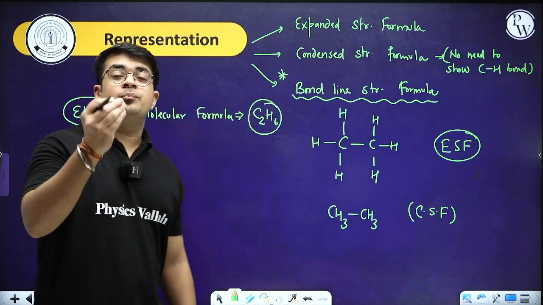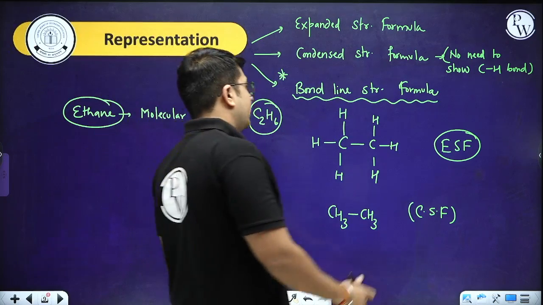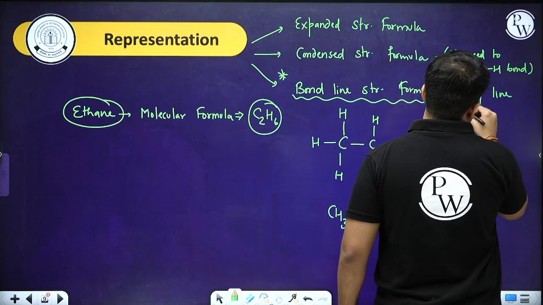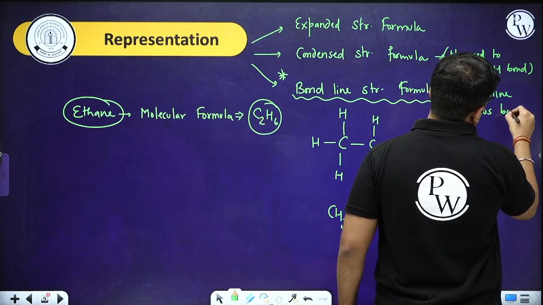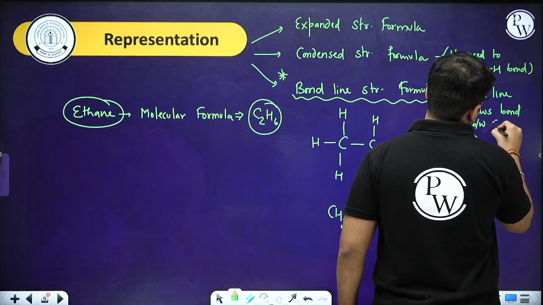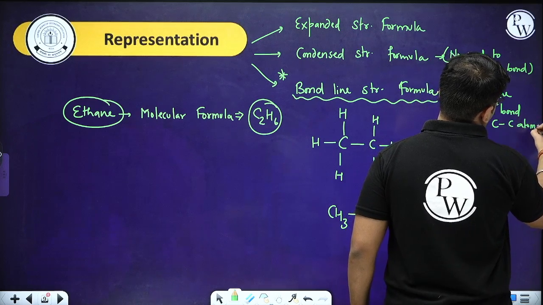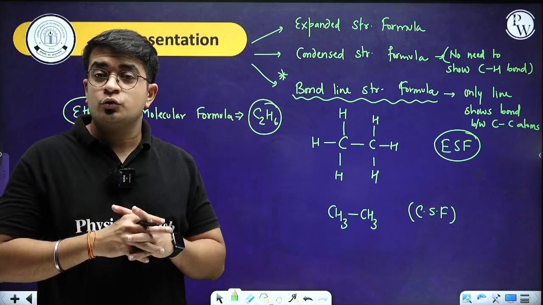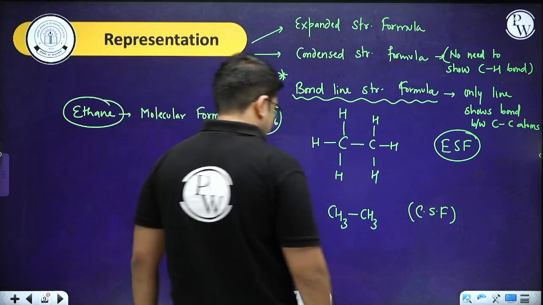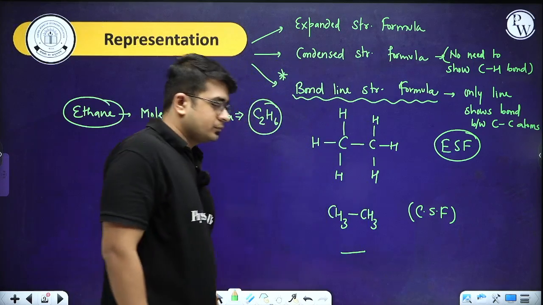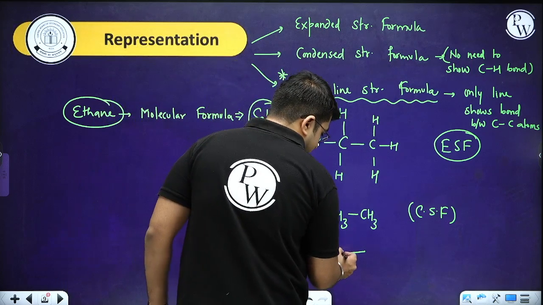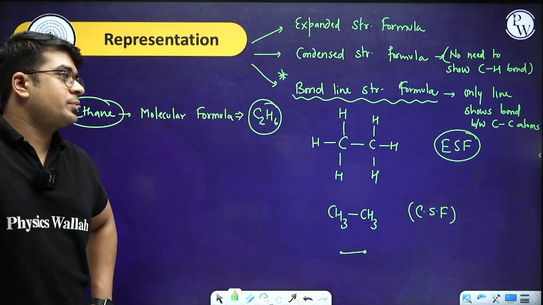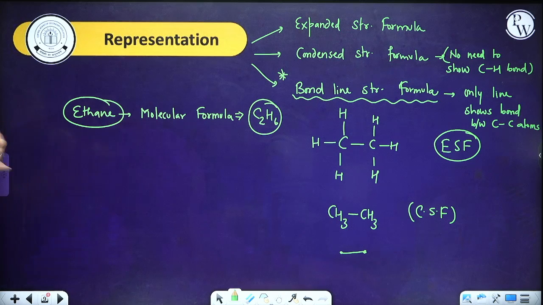Now what about the bond line notation? In the case of bond line notation, always remember, only a line shows the bond between carbon-carbon atoms. There is no need to show carbon-hydrogen, or any other possibility. So if I want to represent this entire part, I can simply draw one line. One end of this line will be CH3, and the other end will be CH3 again. I hope this part is clear. Just have a look at it.